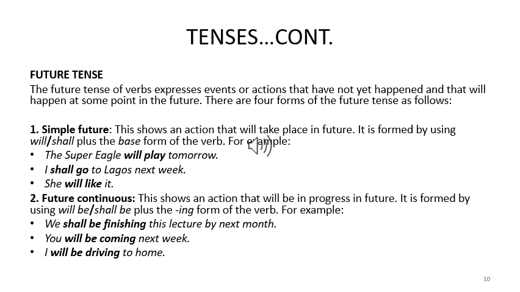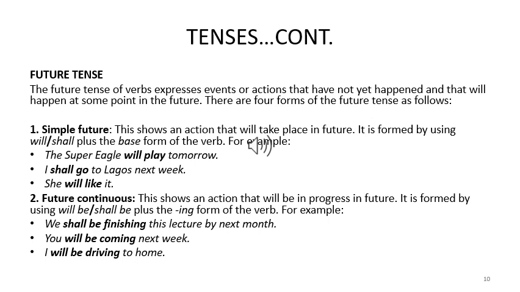Slide 10. The next kind of tense is the future tense. So the future tense of verbs expresses events or actions that have not yet happened and that will happen at some point in the future. So these are things that are yet to happen, and that's what we mean. Well, of course, from the name of the tense, future, it means that it is yet to happen.